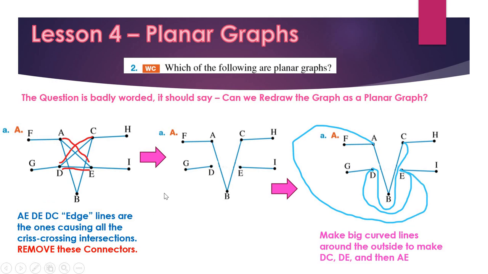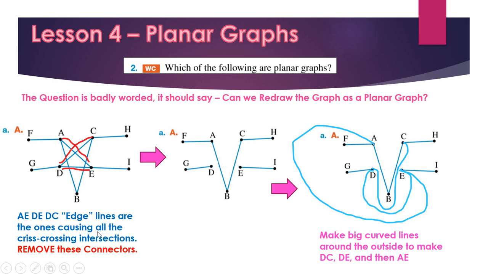Back in the original one, we needed D to E. How we're going to do D to E is we're just going to go from D here, down the bottom, curve around, miss B, and come up to E. So that's this kind of one. It's kind of like that.